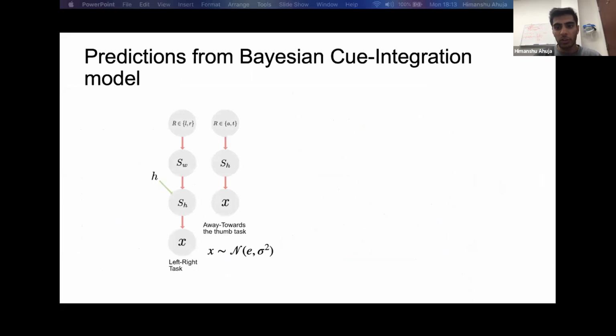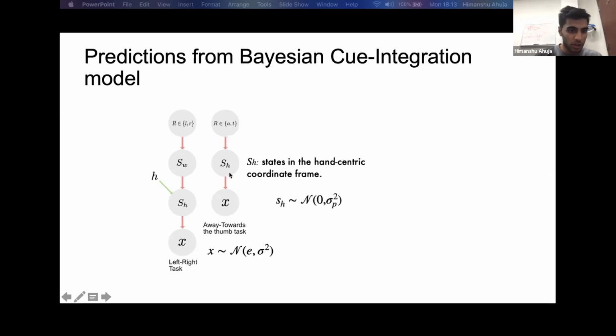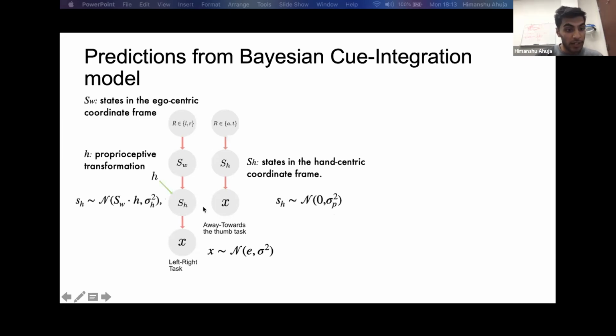Here, these are the two different generative models we used for the different tasks. X is just the stimulus generated, the noisy stimulus around the experimenter-set value E with a variance sigma. SH is the possible states in the hand-centric coordinate frame, which was the away towards the thumb task here. So whatever the motion on the hand is, sigma p is just the variance of the possible stimulus states. For the left-right task now, H is the proprioceptive transformation, which leads to the transformation between those two curves.